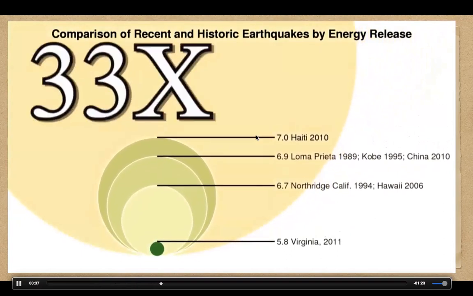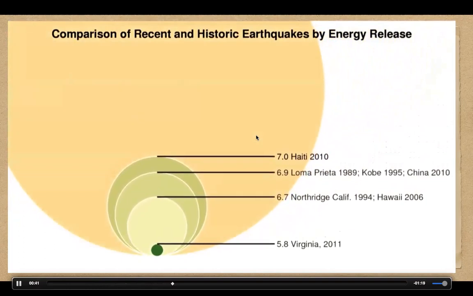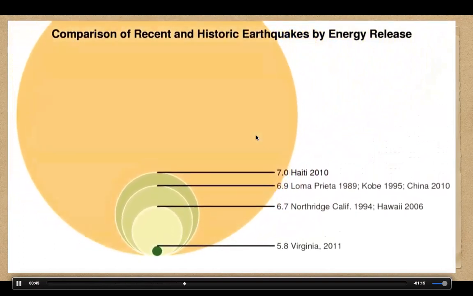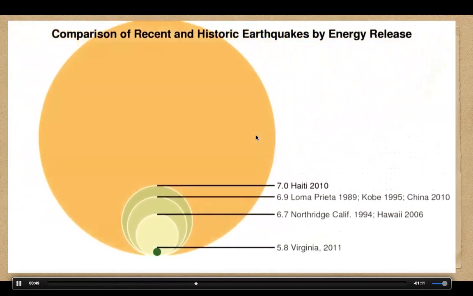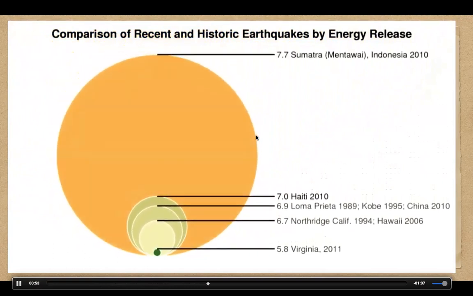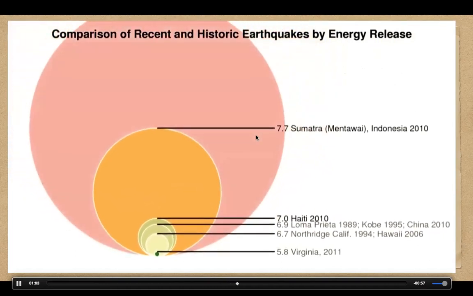Each magnitude is basically 33 times more powerful than the last. That means a magnitude 7 earthquake is 33 times more powerful than a 6. So take a look at that 5.8 Virginia quake. It looked pretty small compared to those 6.9 quakes. But compared to that 7.7 Sumatra quake, it looks tiny. And it's all because of this exponential scale. It builds fast, by a factor of about 33 with every jump.